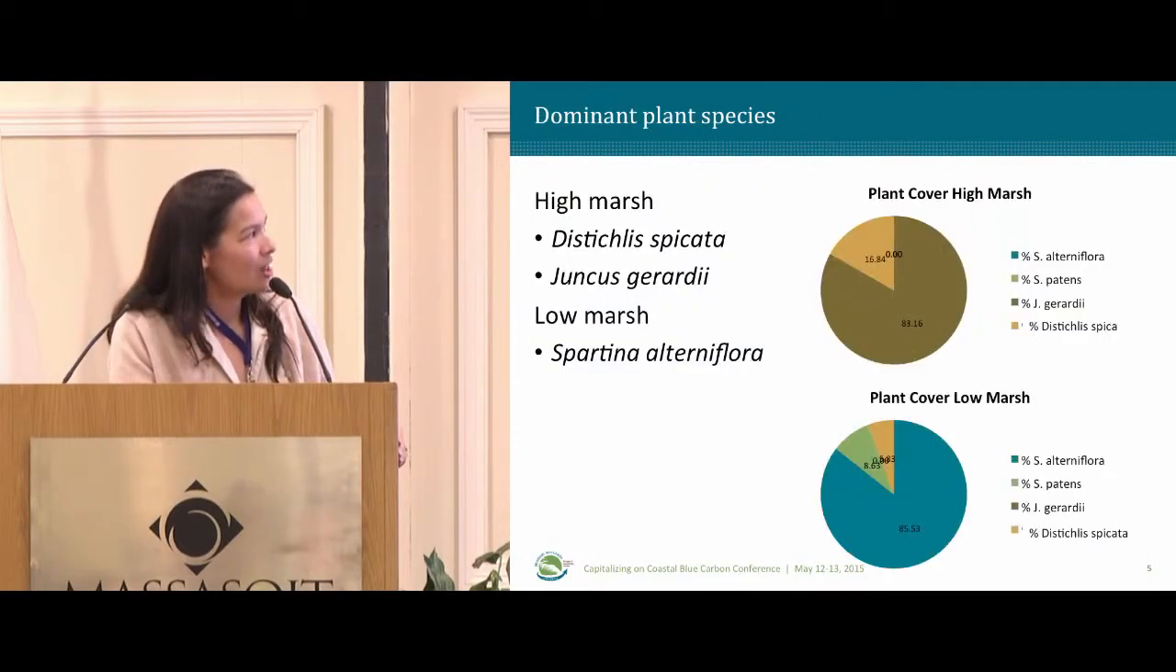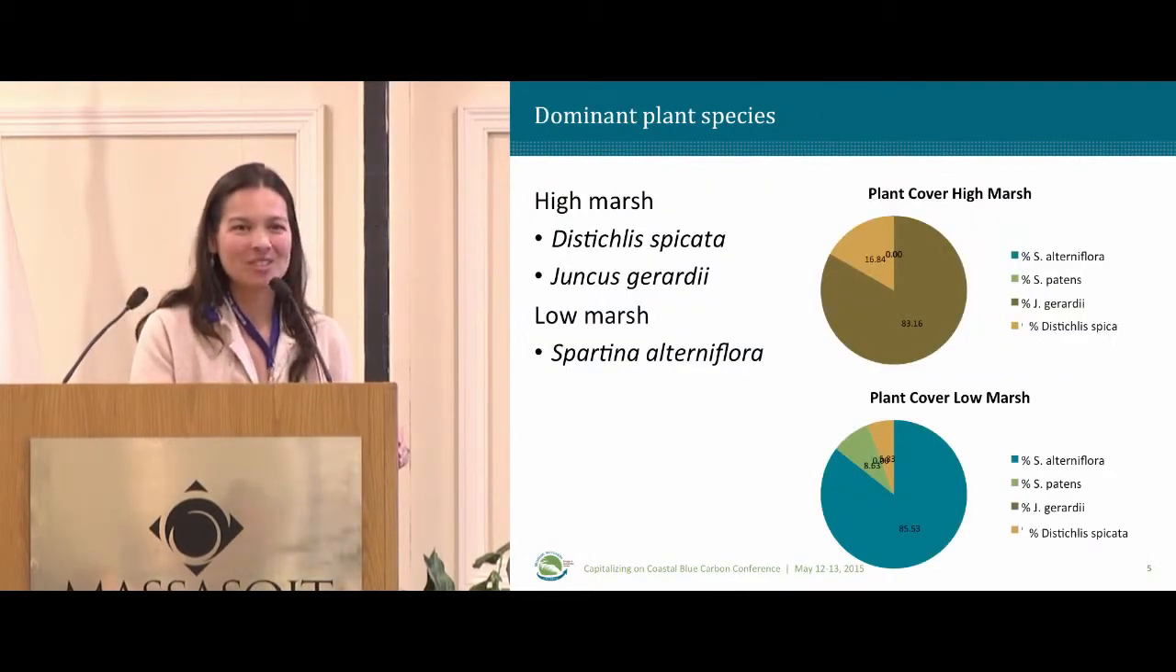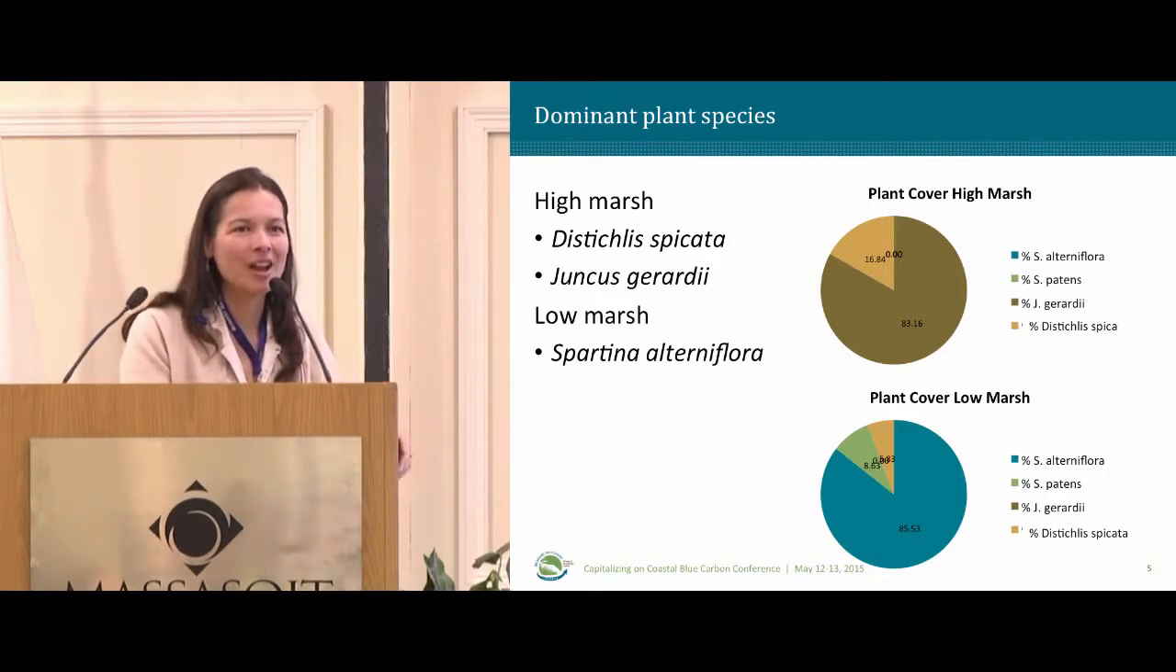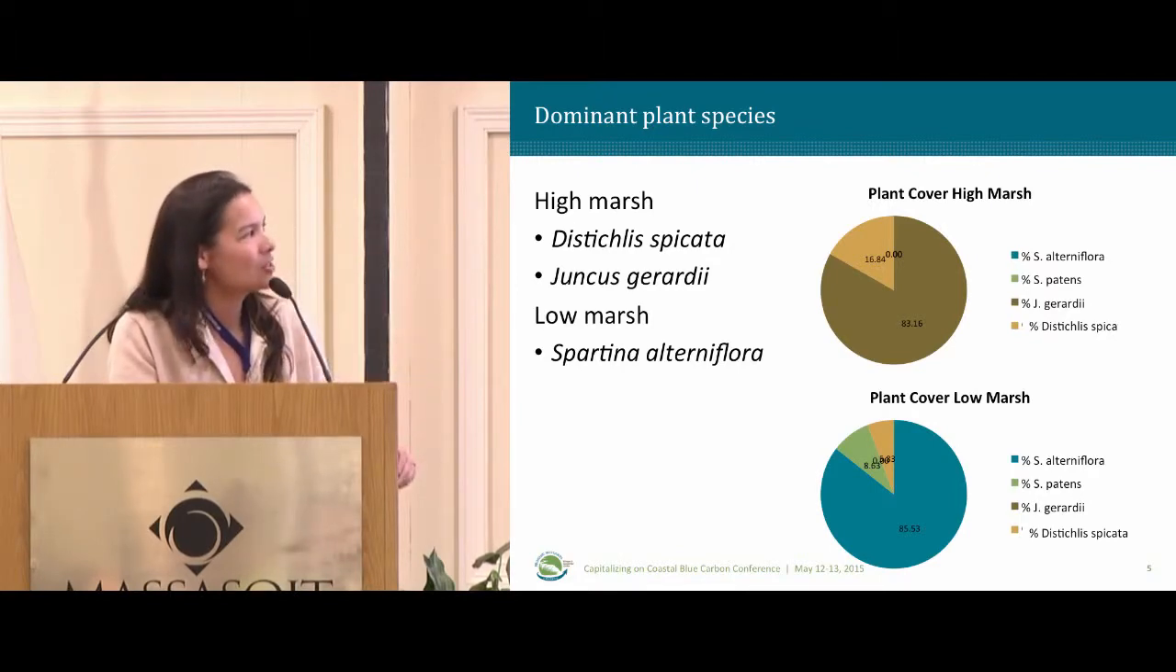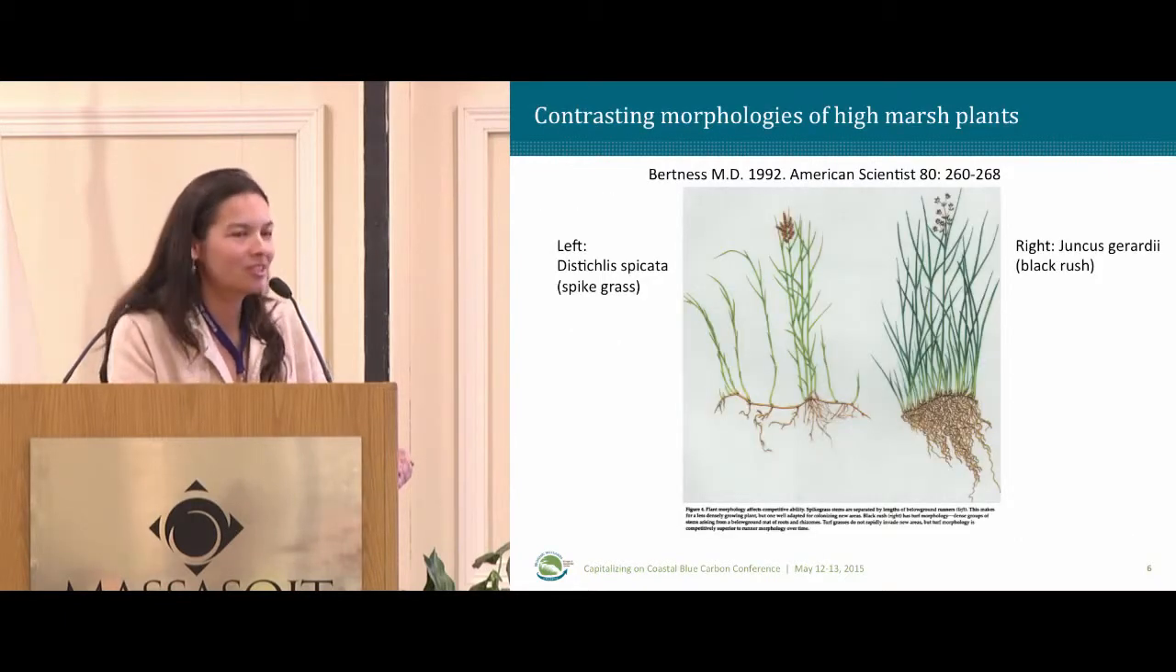This is just a couple of pie charts showing what the community composition of the plants looked like between high and low marsh zones. Our low marsh is dominated by the smooth cordgrass Spartina alterniflora. And the high marsh community is a mixture, in this case, of Distichlis spicata, which is the light brown color on the top pie chart, and Juncus gerardii, which is the darker brown color. And these are some illustrations of what those plants look like.